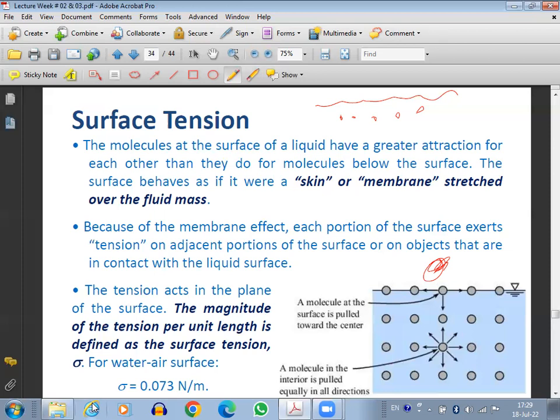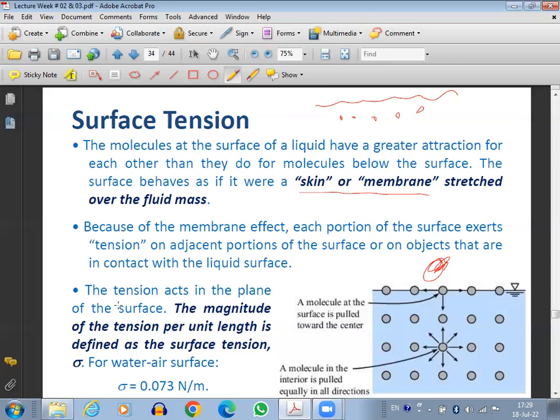Okay. So the molecules at the surface of the liquid have a greater attraction for each other than they do for molecules below the surface. The surface behaves as if it were a skin or membrane, a very, very thin layer, a very weak membrane, but it is there. It is stretched all over the fluid mass. Because of the membrane effect, each portion of the surface exerts tension on adjacent portions of the surface or on objects that are in contact with the liquid surface. The tension acts in the plane of the surface. If you go inside the fluid, there is no surface tension. It's only there on the plane.